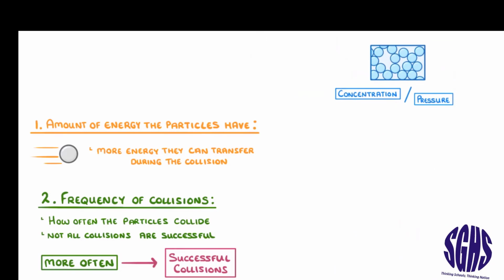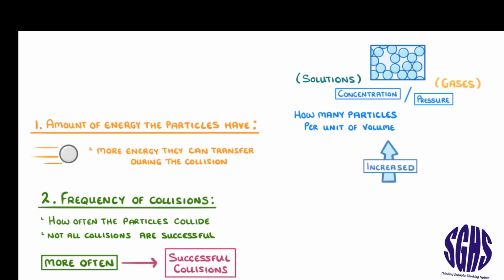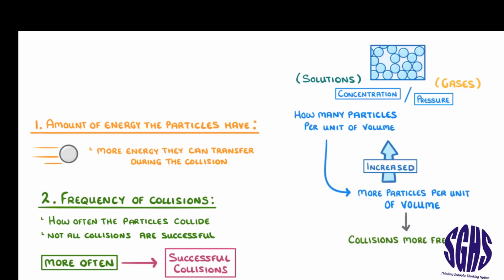Now, concentration and pressure are normally considered as a single factor, because they both refer to how many particles there are per unit of volume. It's just that concentration generally refers to solutions, and pressure refers to gases. When either of these is increased, it means that there'll be more particles per unit of volume, which makes the collisions more frequent, and so increases the rate of reaction.